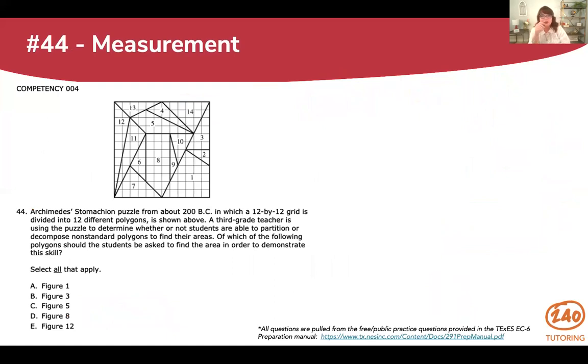Question number 44 is again talking about measurement. Now, I'm going to have to look over here at my big screen, so if you see me looking sideways, it's just because these glasses aren't strong enough to see this itty bitty font, so hopefully you can see it well. It says, Archimedes' summation puzzle from about 200 BC, in which a 12 by 12 grid is divided into 12 different polygons is shown above. A 3rd grade teacher is using the puzzle to determine whether or not students are able to partition or decompose non-standard polygons to find their areas. Which of the following polygons should the students be asked to find the area in order to demonstrate this skill?